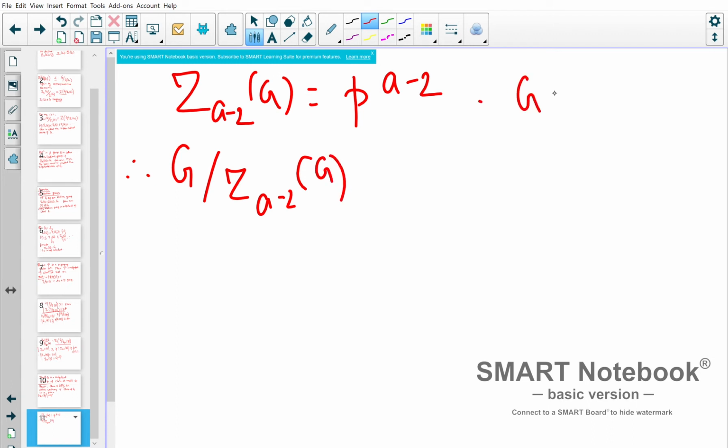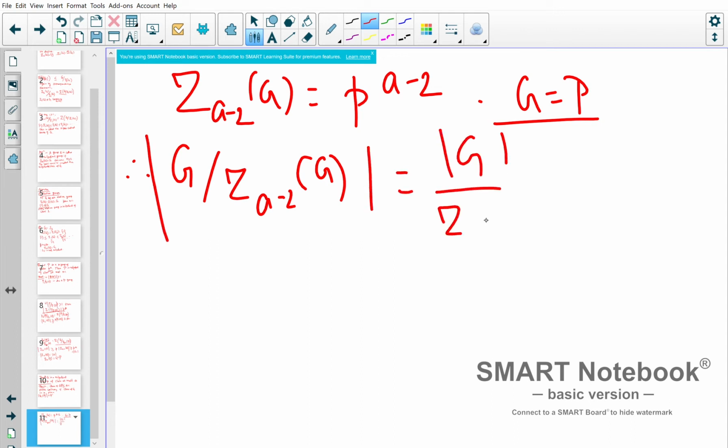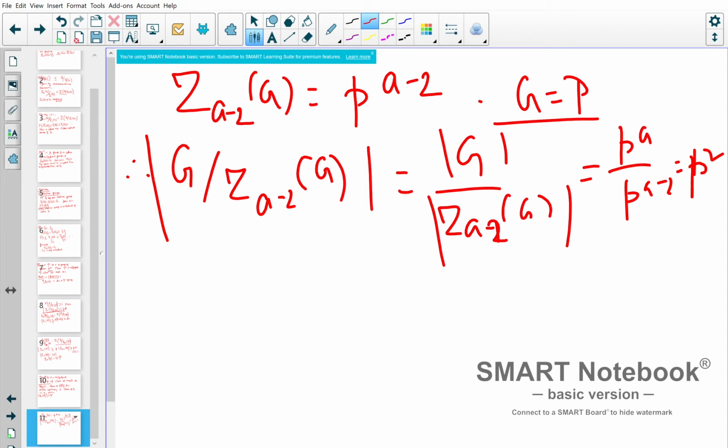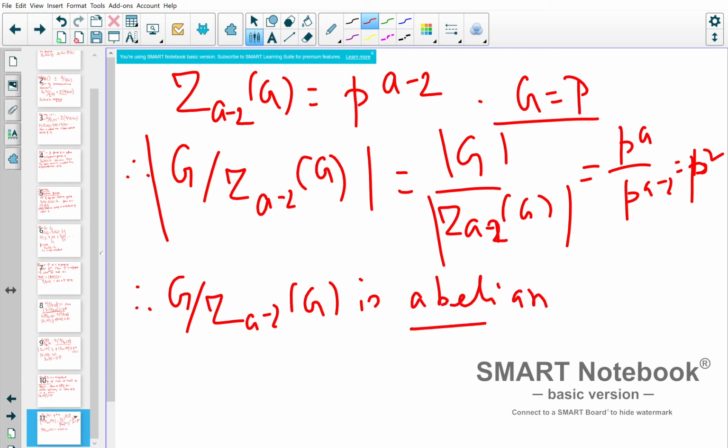G equals P for my case, so don't confuse. So what is this? This order will be equal to the order of G mod the order of the A minus 2 center, right? So this will be P power A by P power A minus 2, which is nothing but P squared. So the order of this will be P squared. So what does that mean? That means G mod ZA minus 2 of G is abelian. Okay? Because every group of order P squared is abelian. So the moment you have an abelian group, then you know that the center is always the full thing, right? The center of G mod ZA minus 2 of G is nothing but the same.